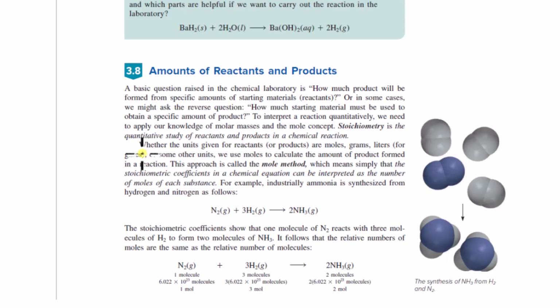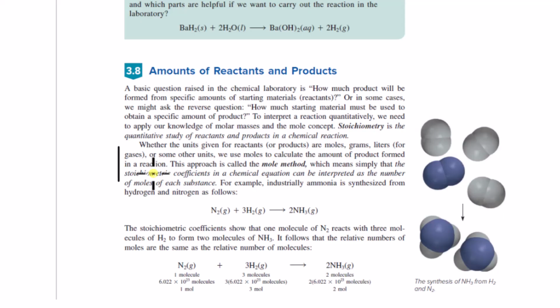Now it says whether the units given for reactants or products are moles, grams, liters (liters for gases), or some other units, we use moles to calculate the amount of product formed in a reaction. This approach is called the mole method, which means simply that the stoichiometric coefficients in a chemical equation can be interpreted as the number of moles of each substance. So what are they saying here?